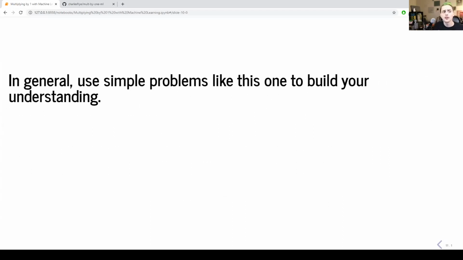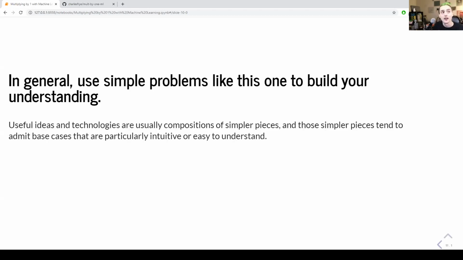So in general, the takeaway here is that you can use simple problems like this one to build your understanding of how a complicated thing works. Useful ideas and technologies like neural networks are usually compositions of simpler pieces or scaling up those simpler pieces in some way. And those simpler pieces tend to admit base cases that are particularly intuitive or easy to understand.